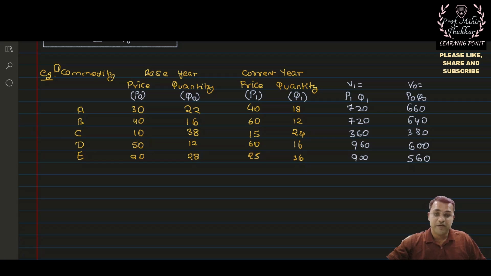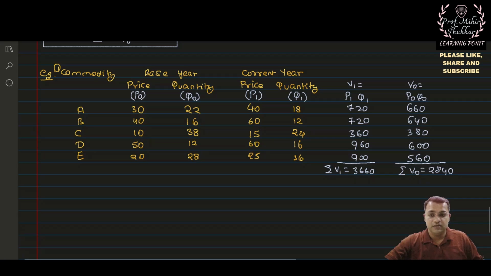Now friends, the best part is that you just have to take the total of the last two columns that we have just now calculated, summation of V1 by adding the V1 column and summation of V0 by adding the V0 column. So 720, 720, 360 and all these numbers, if you add, you will get the total as 3660, whereas 660, 640 and so on, if you add all the entries of the last column, you get the value as 2840.